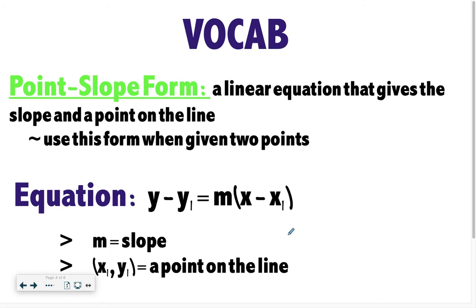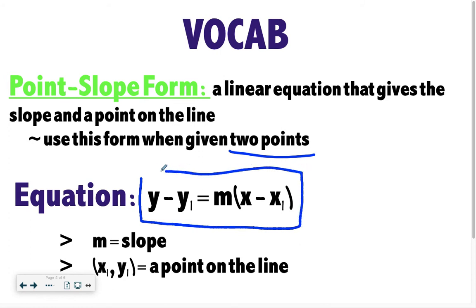Another good time to use point-slope form is when you're given 2 points. So when you are given 2 points will be the most common usage for it. So the equation, this is another one that you're going to want to make sure you know. You have y minus y1 equals m times the quantity of x minus x1. So notice I have a regular y here, I have a y1 here. This comes from your ordered pair.